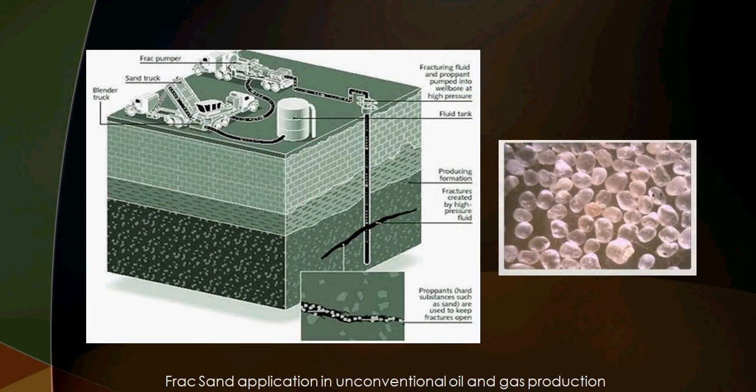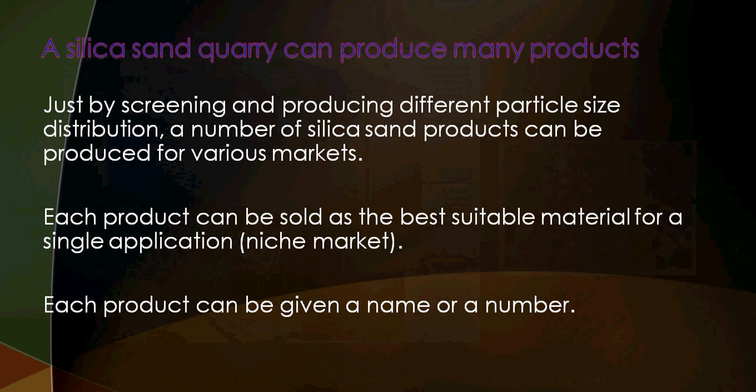This picture shows you how the frac sand is used in the oil and gas production. A silica sand quarry can produce many products just by screening and producing different particle size distributions. A number of silica sand products can be produced for various markets. Each product can be sold as the best suitable material for a single application, that is for the niche market. Each product can be given a name or a number.